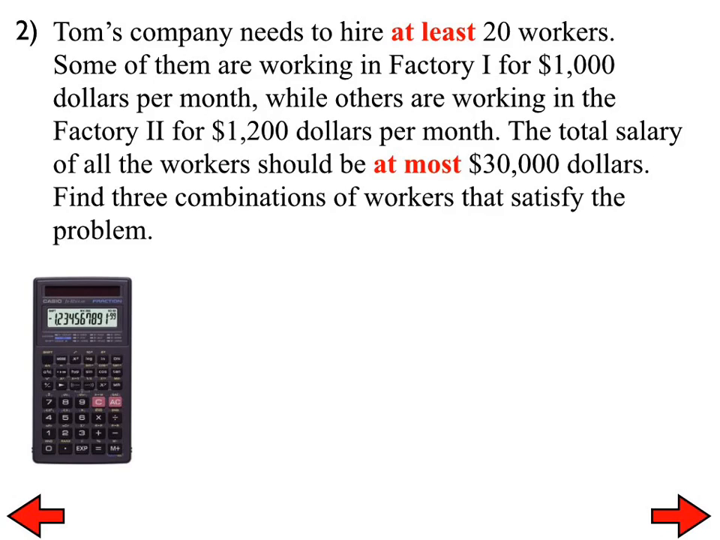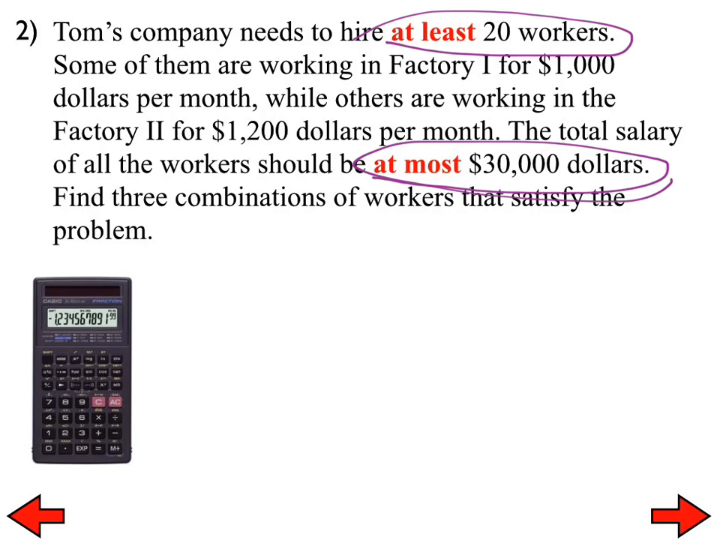Number 2 says Tom's company needs to hire at least 20 workers. So there's constraint number 1, at least 20 workers. So 20 or more workers. Some of them are working in Factory 1 for $1,000 per month, while others are working in Factory 2 for $1,200 per month. The total salary of all the workers should be at most $30,000. So that means $30,000 or less. Find 3 combinations of workers that satisfy the problem.